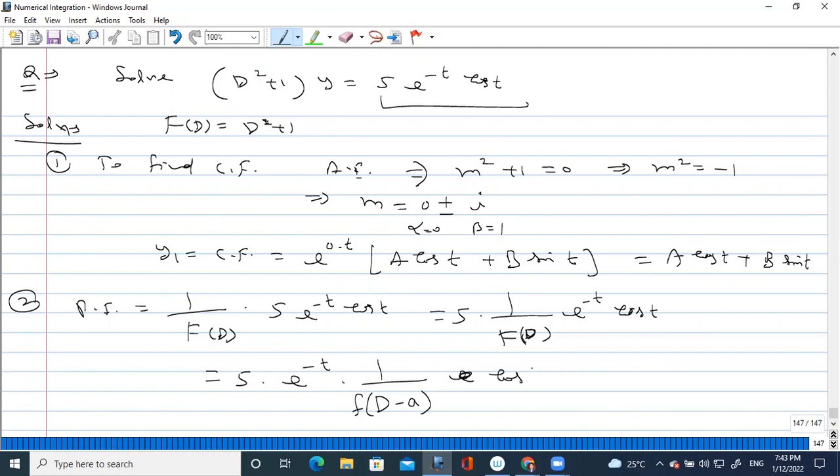Then cos t. So now what is f(D)? f(D) is D square plus 1. So 5 into e to the power minus t divided by D square plus 1. So in place of D square plus 1, you have to write (D minus 1) whole square plus 1 into cos t. So here actually it is D minus 1. So now we can solve it. Okay, so note it down quickly.